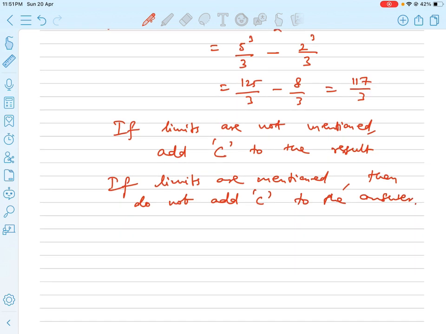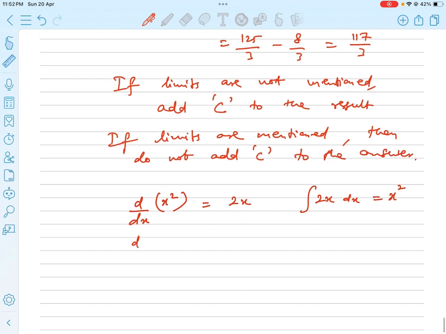Also, let's try to understand why we put a c. Say I want to differentiate x square, right? So the derivative of x square is 2x, right? What it means is that if I try integrating 2x, I will get back the function x square, right? This is what we mean by integration and the relationship of integration with derivatives.